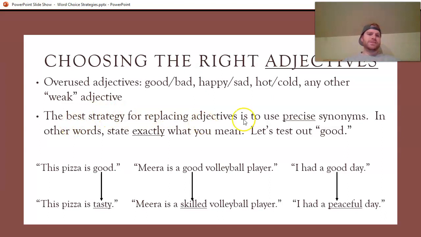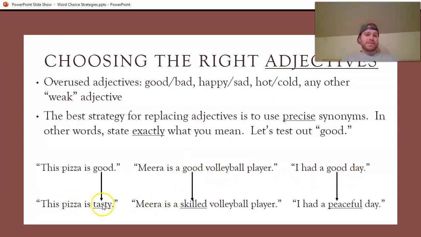The best strategy for replacing adjectives is to use very precise synonyms. In other words, you want to state exactly what you mean. I like to use the word good as an example. This pizza is good, Mira is a good volleyball player, and I had a good day. Those all use the word good, but in very different contexts, right? The pizza is good in a very different way than Mira is a good volleyball player. And that's also very different from what a good day looks like, right?